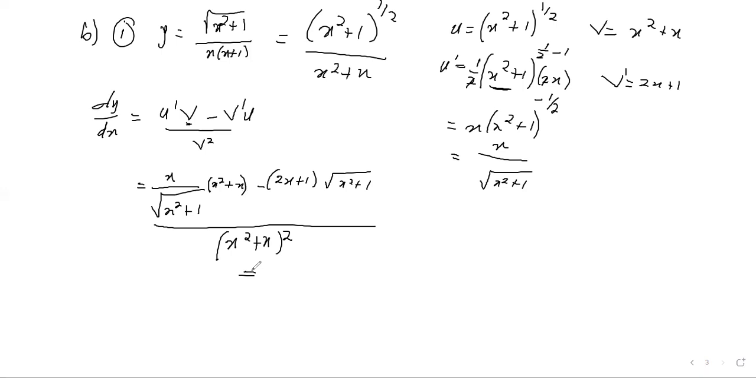So the methods, if you have a fraction, is quotient rule. If you have a product, it's product rule. If you have some power and you have the brackets and some power, you use chain rule. If it's just to open, you use power rule.